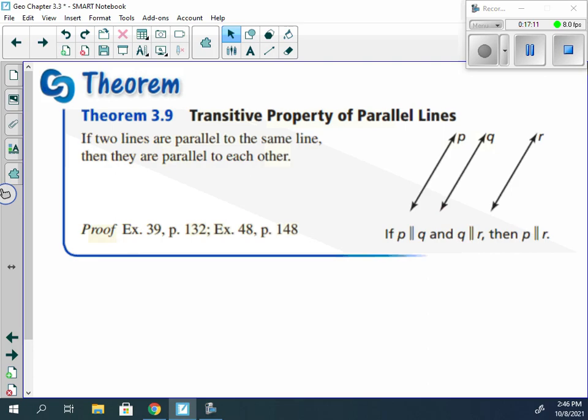Now the next theorem we have is this one here, the transitive property of parallel lines. If two lines are parallel to the same line, then they are parallel to each other. Really, we're saying if P is parallel to Q, and Q is parallel to R, well, then P is parallel to R. Because two lines are parallel, they're not coming any closer or going any farther away. So these two are parallel and these two are parallel, so Q is parallel to R.